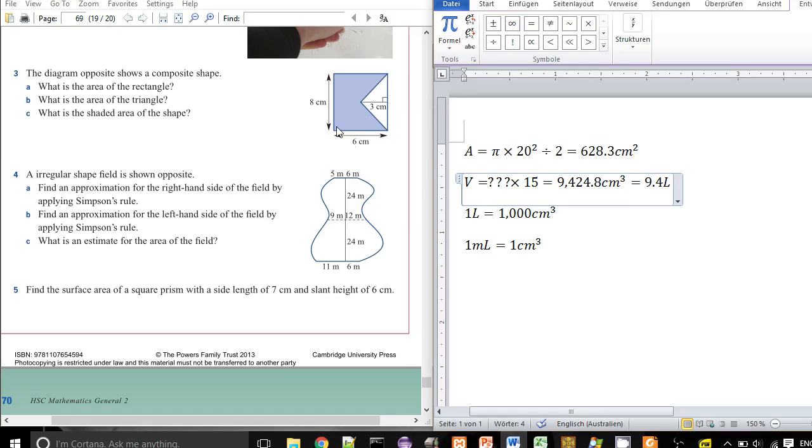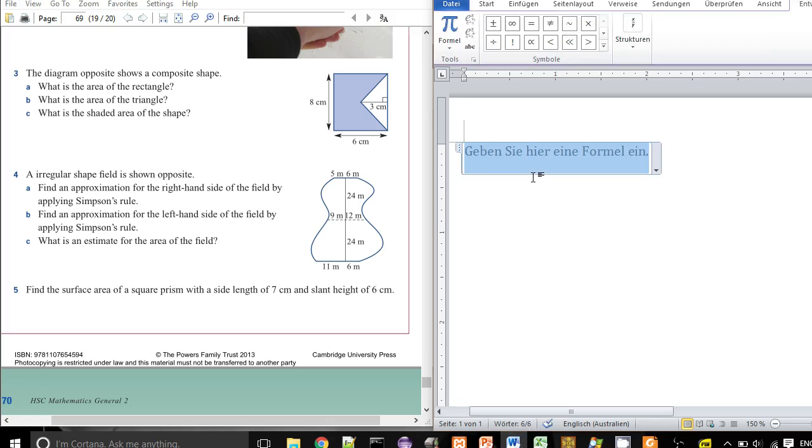So this is a composite shape. The area of the rectangle is just 8 times 6, 48. The area of the triangle, you just got to do base times height. This is actually the height, half base times height. So this is 3, this is 8. So let's do this one.